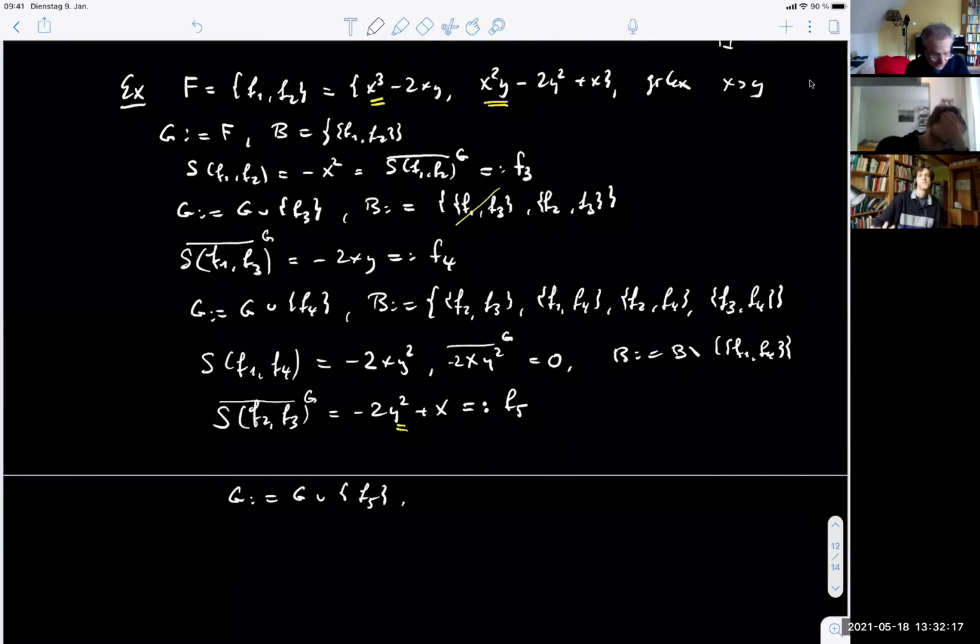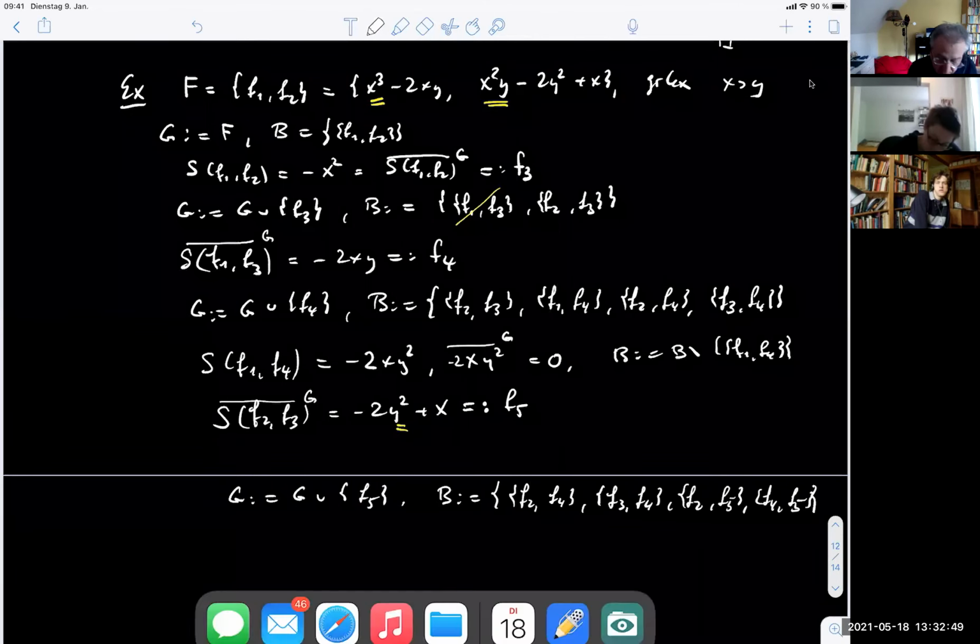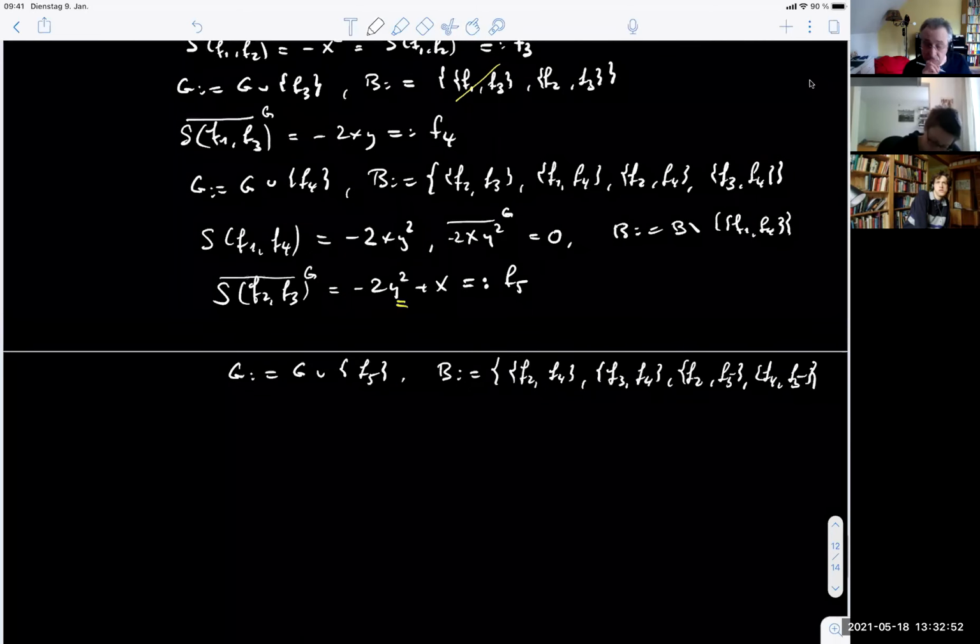You see, it's quite boring, so it's really work for a computer, but I think it's helpful to explain. So B will now be, why that? I claim f2, f4, f3, f4, and f2, f5, f4, f5. So how do I get this? I'm almost done.